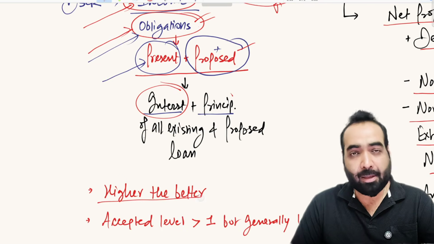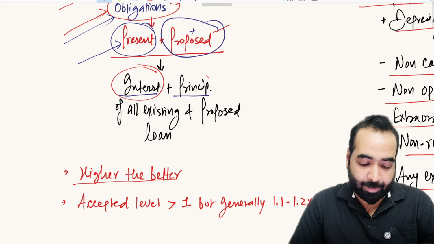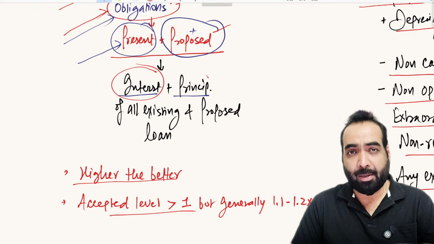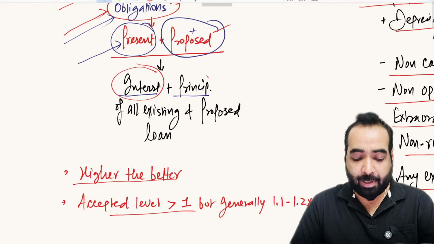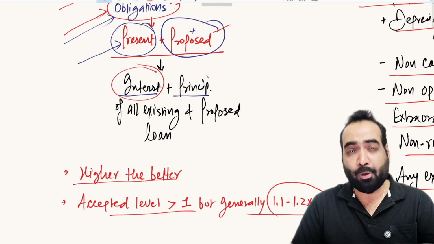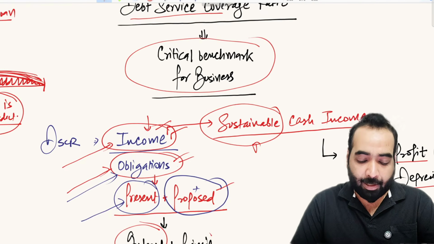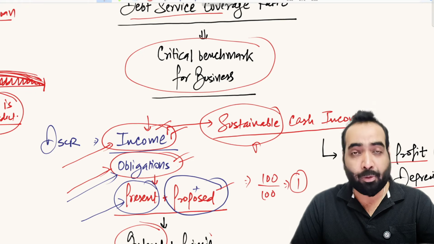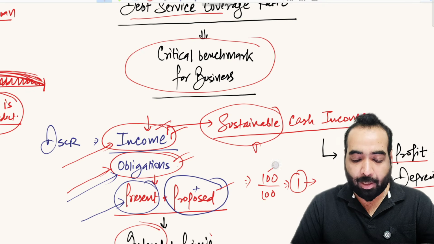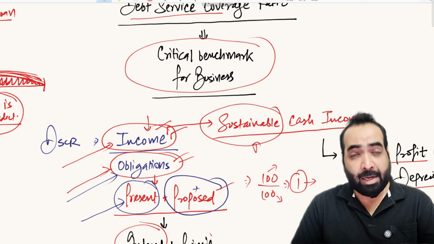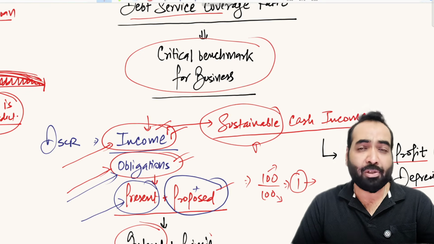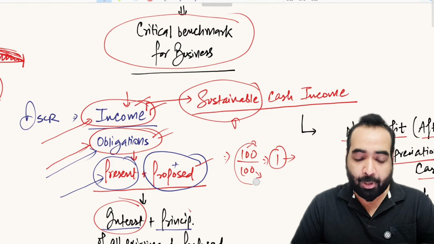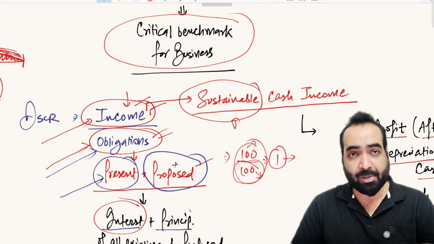The higher the DSCR, the better it is. Normally, the acceptable level is greater than 1, but generally, organizations accept a DSCR ratio of 1.1 or 1.2x. They do not like it if your income is rupees 100, obligation is rupees 100, and DSCR is 1. They do not see this as a perfect picture, because you are sitting on a borderline, you are sitting on a time bomb. Any uncertainty in the future, any decline in income, or rise in obligation in the future may critically hamper your ability to pay off your obligations.